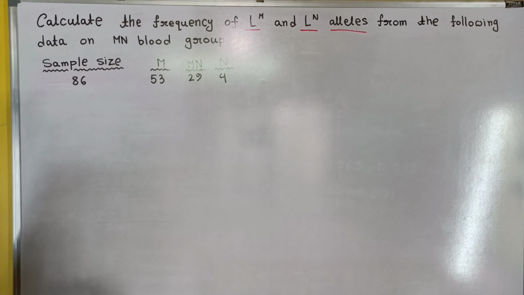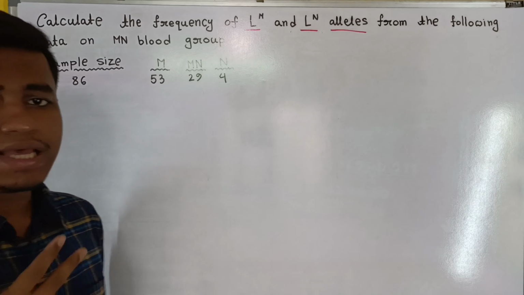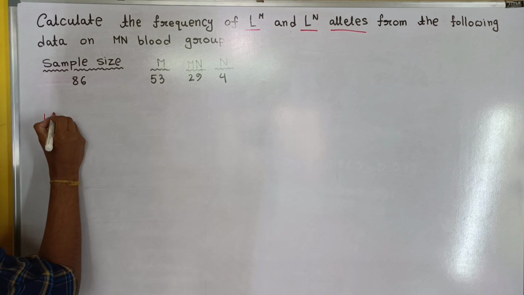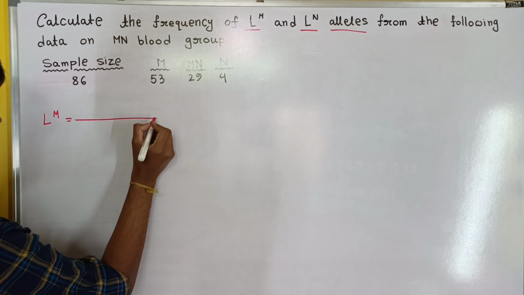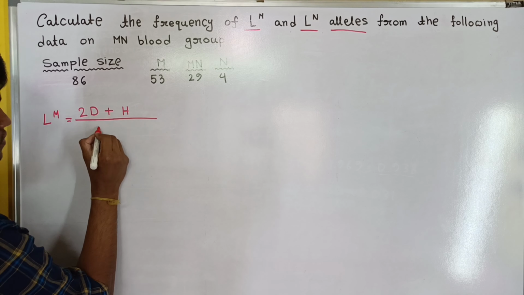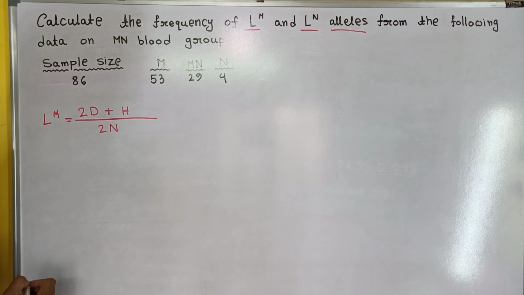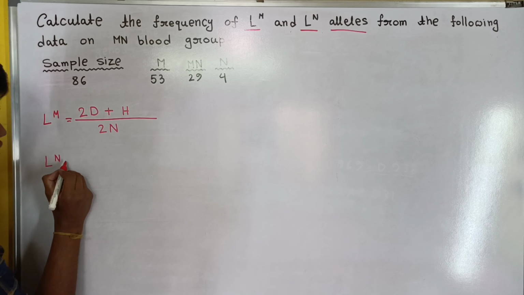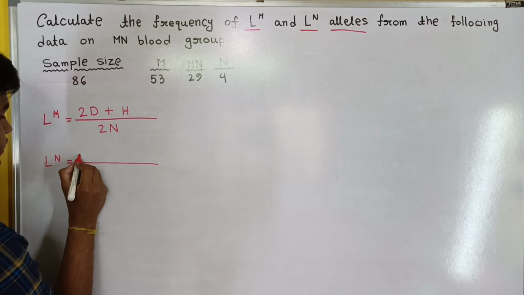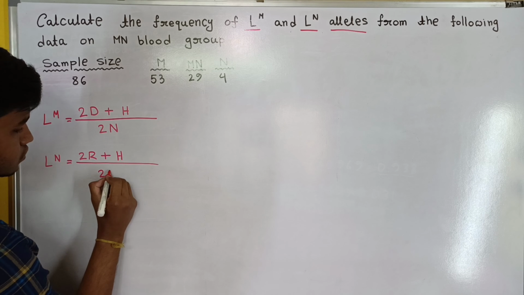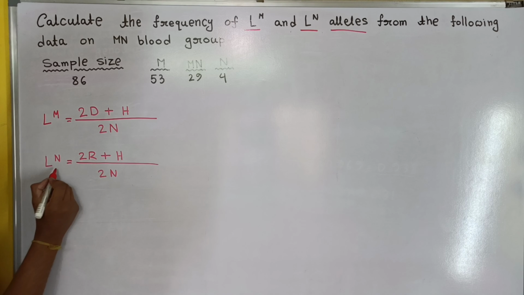In this type of mathematical question we will use two formulas to calculate the LM and LN allele frequency. The first formula, to calculate LM allele frequency, is 2D plus H over 2N. The second formula, to calculate LN, is similar but a little different: 2R plus H over 2N. This is the second formula to calculate LN.